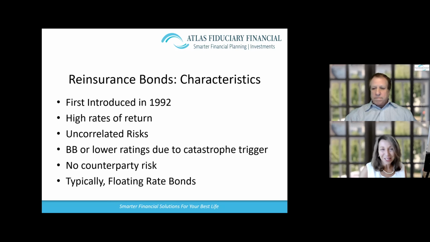I was just going to add, when you were talking about the fact that they're not highly correlated with other asset classes that we use in people's portfolios, the risks inside the overall portfolio of reinsurance bonds are also not correlated. And so that's important to think about too. The chances of there being a fire in California and an earthquake and a flood in Florida and a tornado, all at the same time.